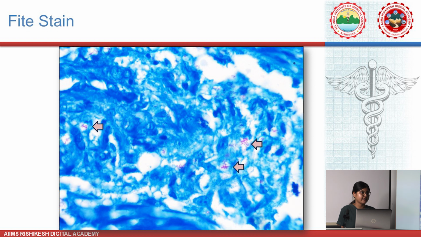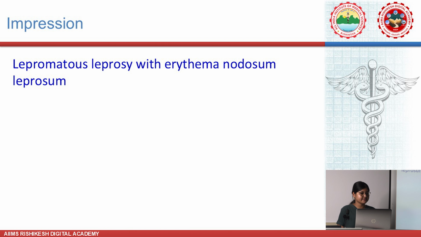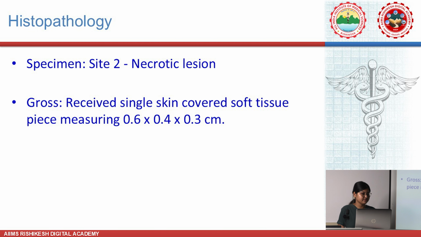So to summarize, the biopsy from the nodular lesion shows sheets of foamy histiocytes along with numerous lepra bacilli throughout the dermis and also extending into the subcutaneous fat causing panniculitis. These features are of lepromatous leprosy with erythema nodosum leprosum. So the second biopsy was from the necrotic lesion.